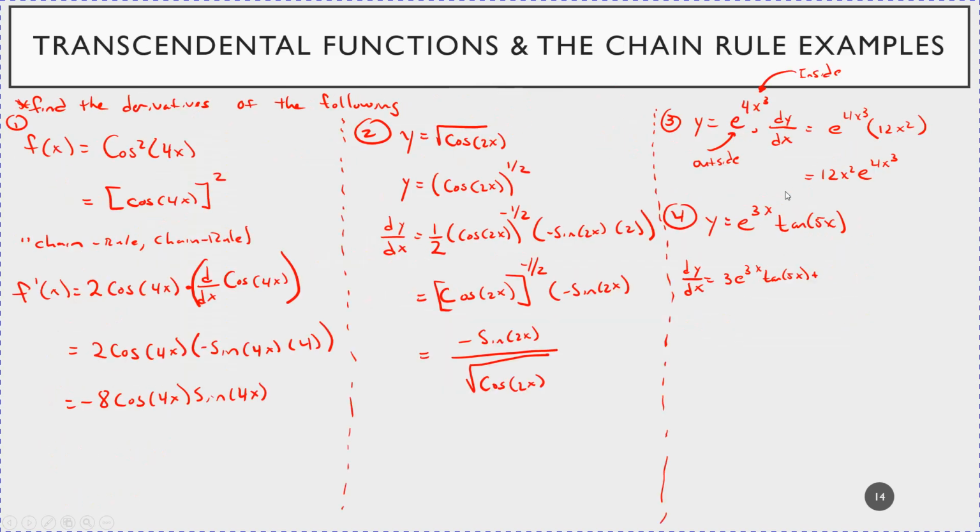So leave the e to the 3x, that stays. Derivative of tangent we know is secant squared of 5x. And then you would take the derivative of 5x. Well, the derivative of 5x is just 5. So I'm going to just leave it like this. I mean, you could factor out the e to the 3x. And you're left with 3 tangent of 5x plus secant squared of 5x. Like that.